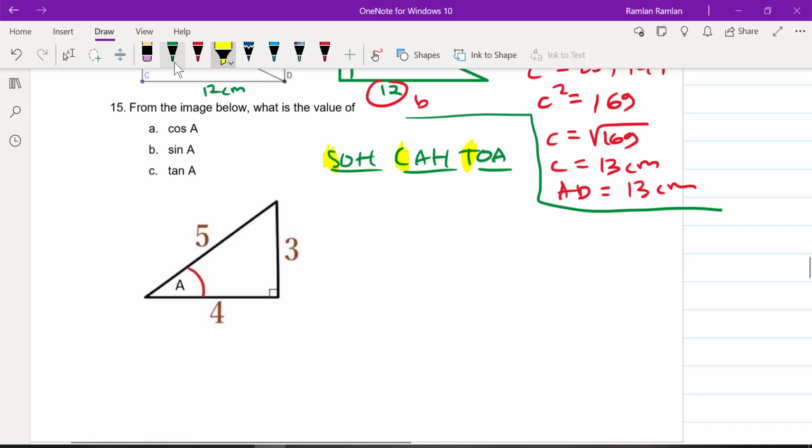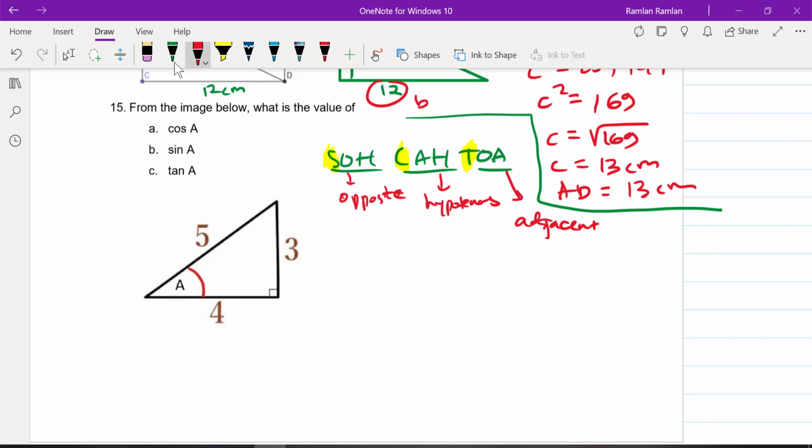So in here we have all of the sides, and then we have this angle over here, right? Whenever we want to determine the value of sine, cosine, and tangent, the first thing that we need to do is to name all of the sides with opposite, adjacent, and hypotenuse. O stands for opposite, H stands for hypotenuse, and A represents adjacent.